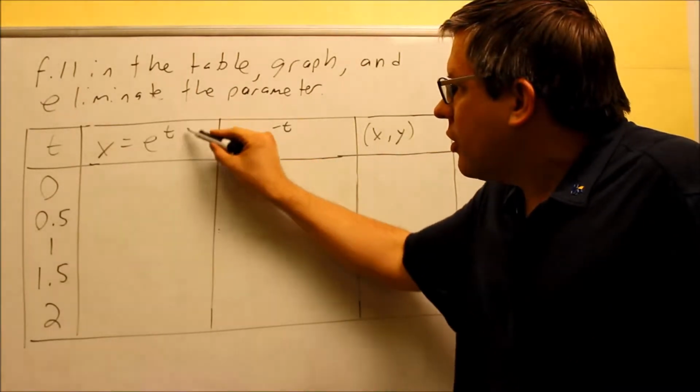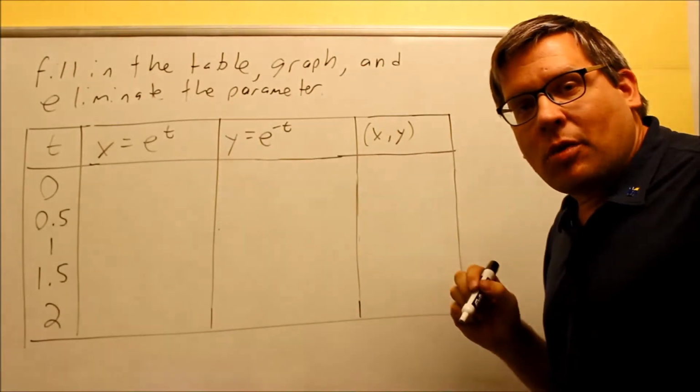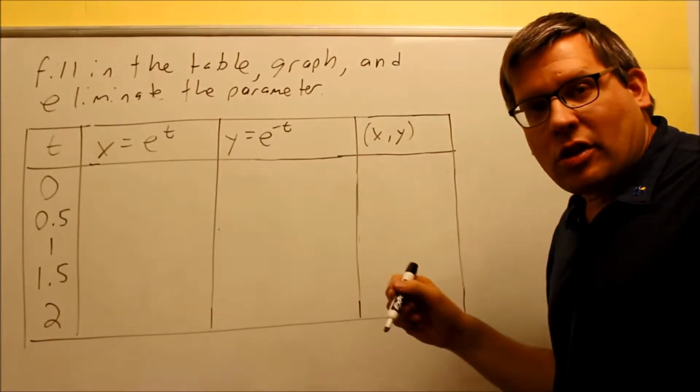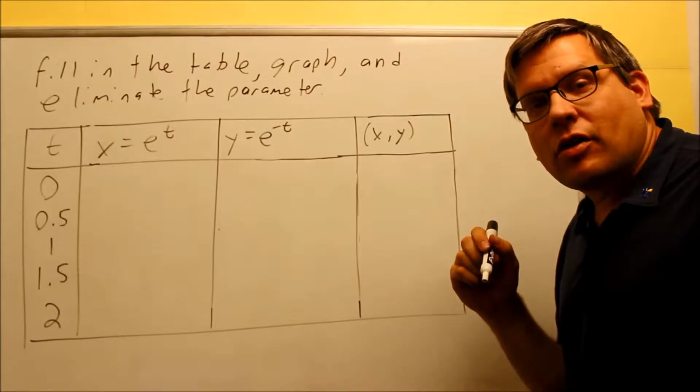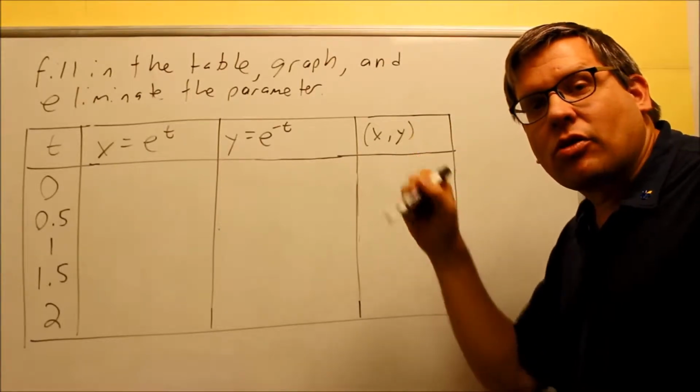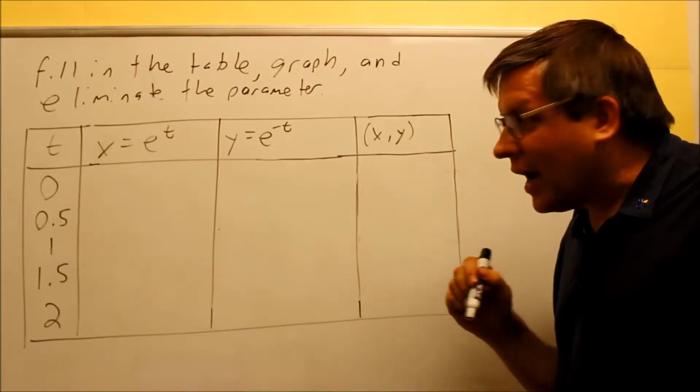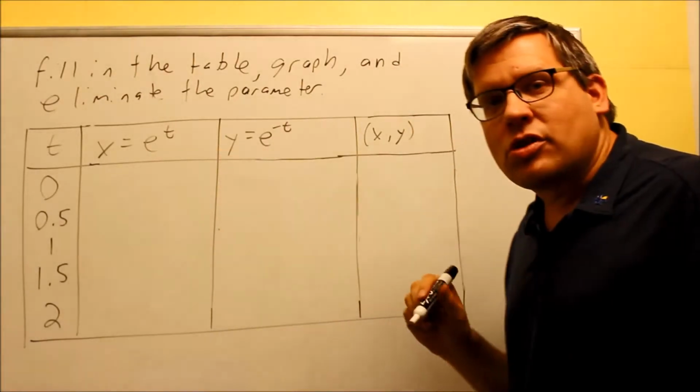Whenever you put a number in your calculator, if you have E raised to any number, that's going to be above your ln key. So above the ln key on your calculator, you should see a little E caret or E raised to the X, a button like that. And that's what you're going to use to do each of these.